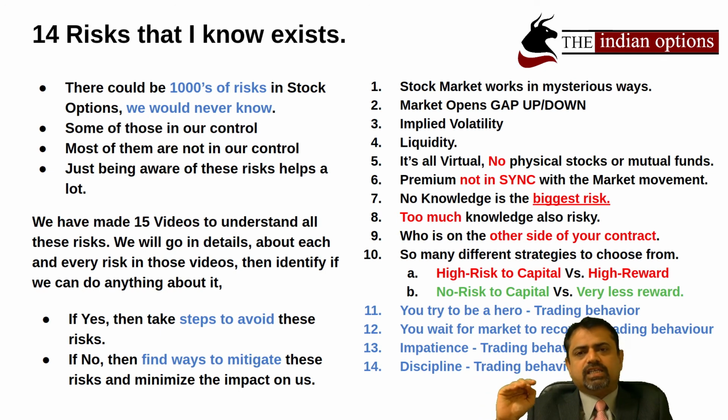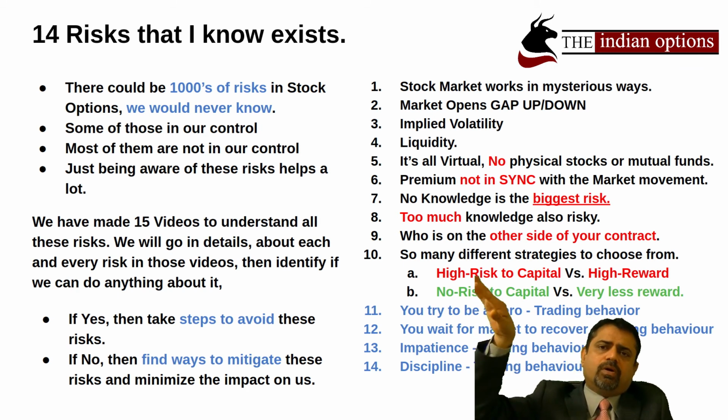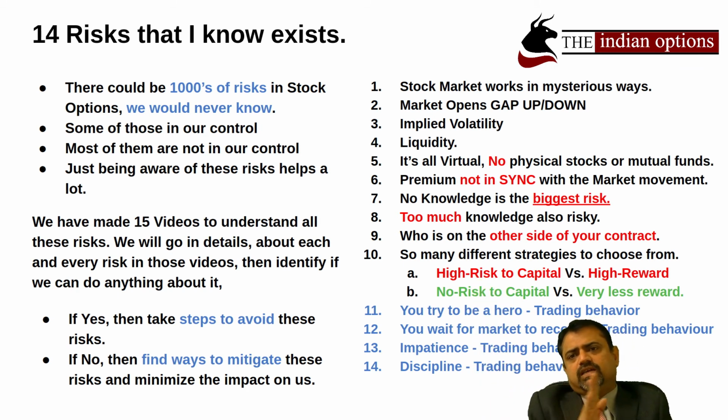Next, number 12 is that you wait for the market to recover. Now in mutual funds, if you have purchased something and the market goes down, you can always wait for years together if you really have to, for that market to come up, right? But in options, there is an expiry date, and that is the biggest problem. So you have to always be mindful of the expiry date, and based on that, decide whether you should wait for the market to recover, or just take the loss and get out, or take the profit and get out, right?